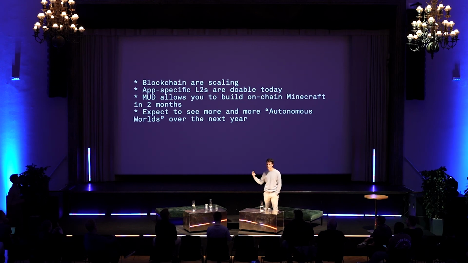Actually, I expect people to rebuild DeFi apps using MUD, given how good it is. We have already seen some social apps being built using MUD. Things that are not games, because people were like, hey, this actually makes it so much easier. So yeah, expect to see more and more autonomous worlds over the next year.